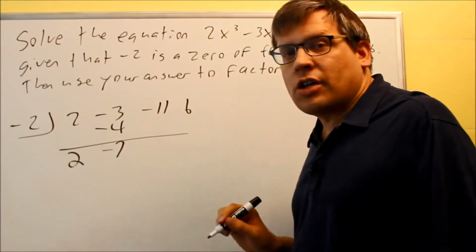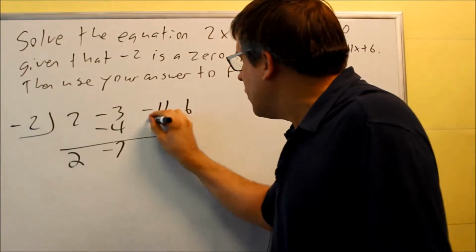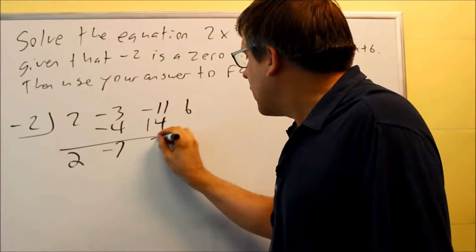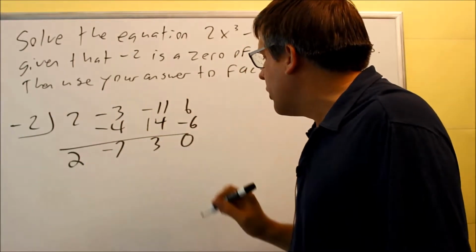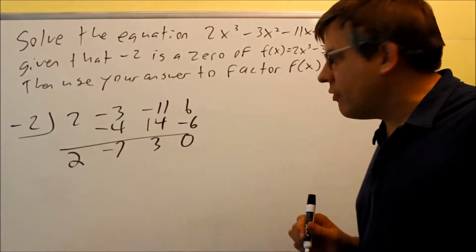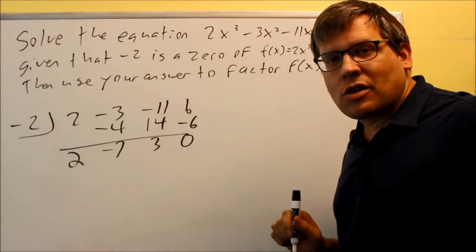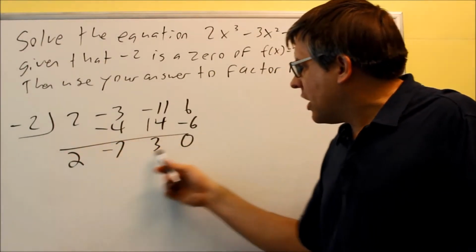Add that together, you get negative 7. Multiply that, you get 14. Add that together, you get 3. And when you multiply these together, you get negative 6. And there we go. We notice that we do get a remainder of 0 on that one, as to be expected. So what about this?